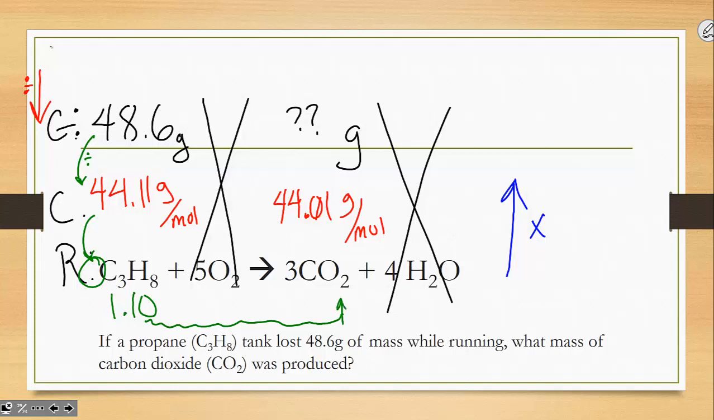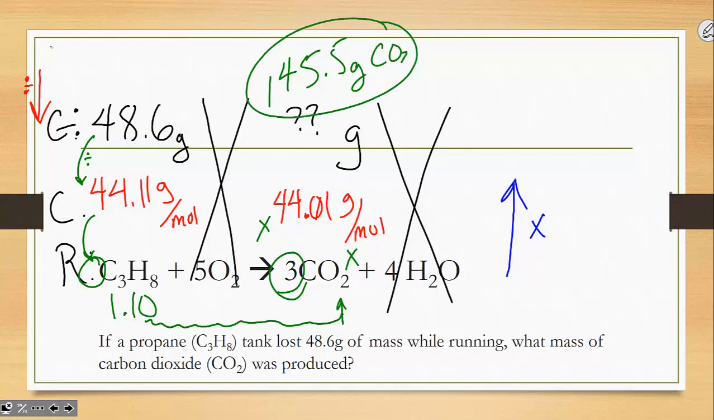In this case, we want it to come up at carbon dioxide. So when we go up, we multiply by the numbers. So we're going to first multiply by 3. 1.10 times 3 is 3.30. We'll multiply now by 44.01, giving us 145.5 grams of carbon dioxide, which would be our answer, because the question wanted to know how much carbon dioxide is produced from this reaction.